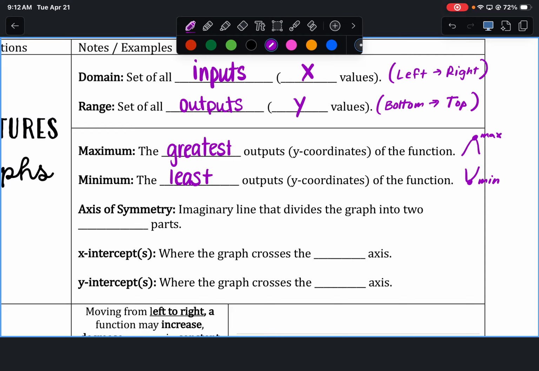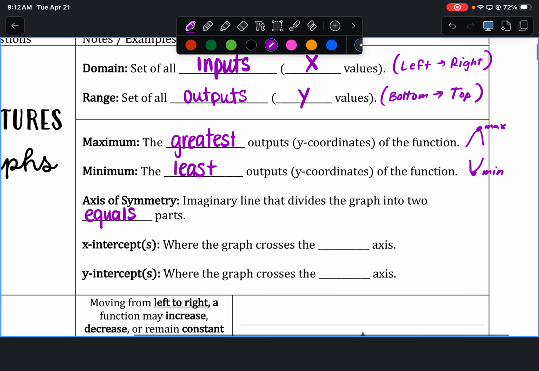Now, we also talked about axis of symmetry, specifically in the context of quadratics. But are quadratics the only thing that's symmetric? No, other things are symmetric too, okay? And an axis of symmetry is the imaginary line that divides the graph into two equal parts. Now, is every single graph ever symmetric? No. So will we always have an axis of symmetry? No. Okay.